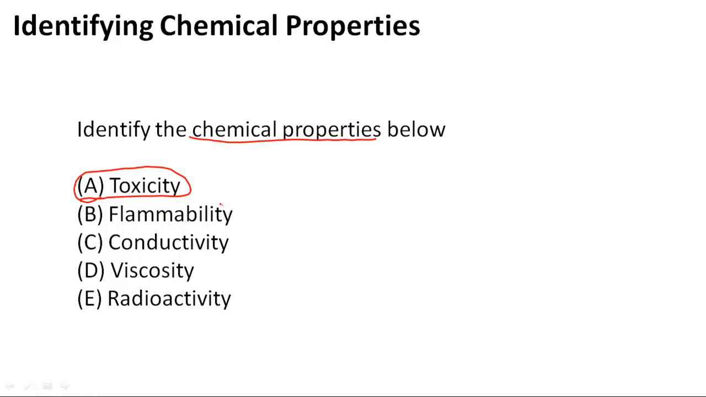So flammability is also an example of a chemical property. That just means, can it be observed without changing the chemical composition of something? No, it can't. We have to burn something to see if it changes. And by doing that, we're doing a chemical reaction.